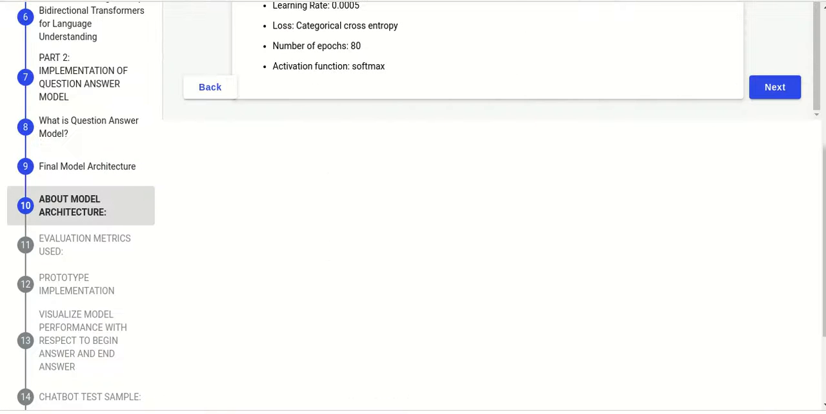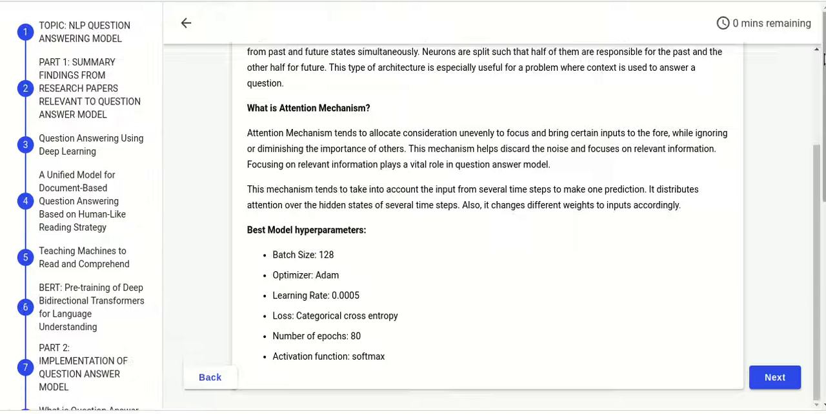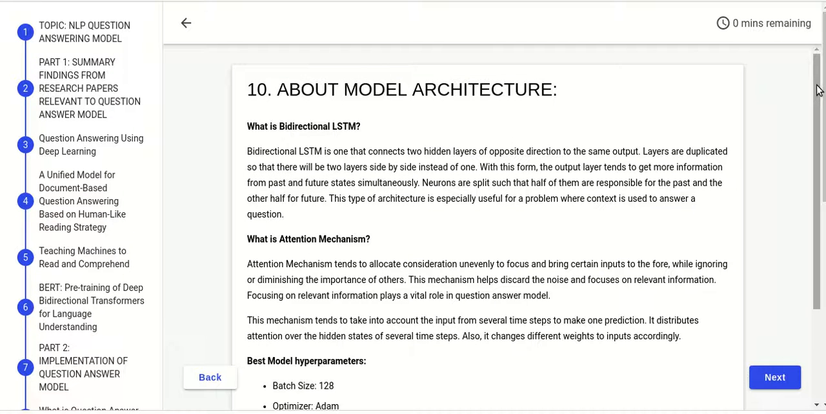So now, why did we choose this model? Why choose the bidirectional LSTM model? What happens in an LSTM model is that it is usually good and it deals well with text data, we all know that, but it takes only the past information. What happens in a bidirectional one is that it takes care of even the future information. So it connects two hidden layers of opposite direction to the same outputs. So layers are basically duplicated so that there will be two layers side by side instead of just one, which is usually there in an LSTM.